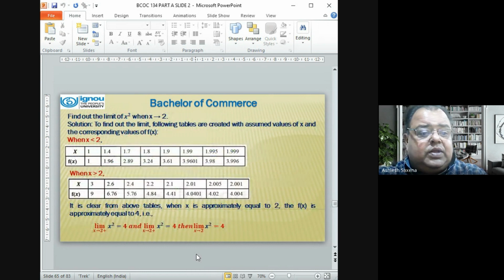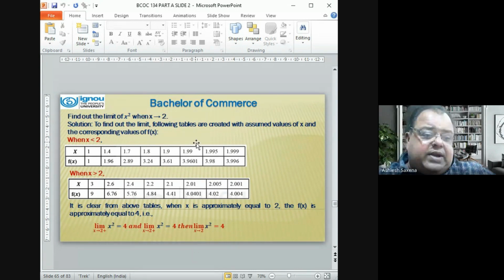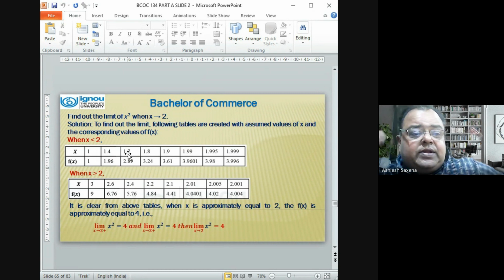Now, we will see how it is approaching and what this means. You can see we have to find out the limit of x square when x tends to 2. Now what will we do? We will take a value which is less than 2, and it will be almost 2. As in the box you can see that the value starts from 1. Straight away put this value 1 in this function. 1 square is 1. 1.4 square is 1.96. 1.7 square is 2.89. 1.8 square is 3.24.